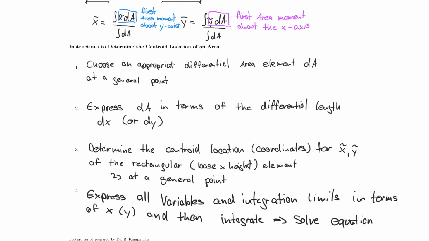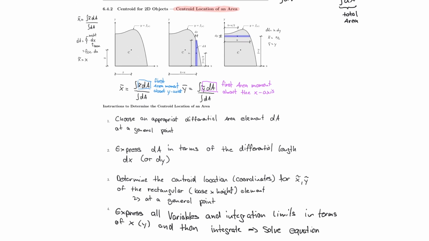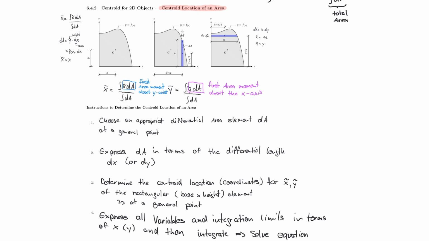Let me go back to my picture up here to explain that. What would I have to express? I would have to express my integration limits here, for example, from 0 to whatever this value here would be. And then I integrate my function from a to b, and then I have solved it. And that concludes the derivation for the area centroid. In the next step, we will now take these 4 points and solve a problem accordingly. But this is the derivation of the centroid location of an area.